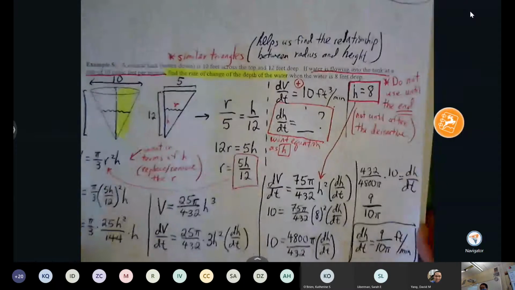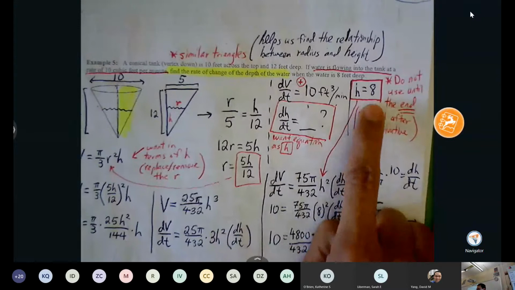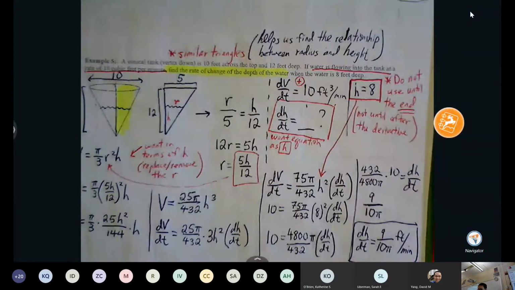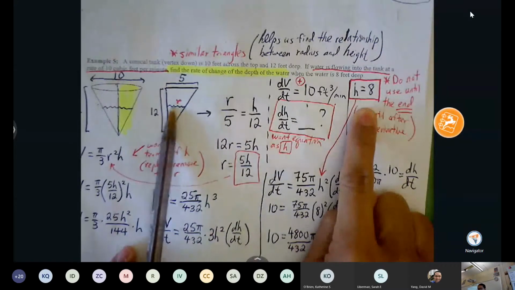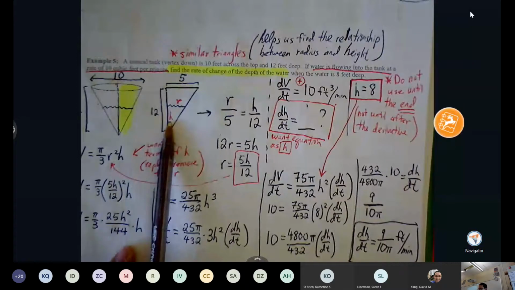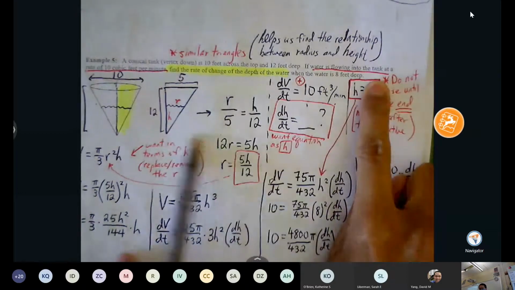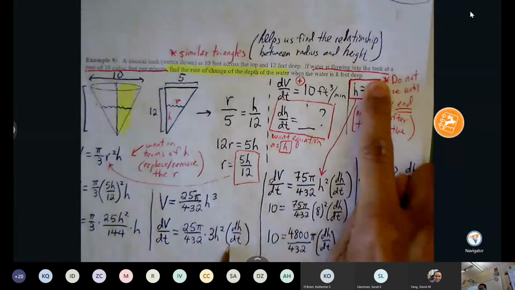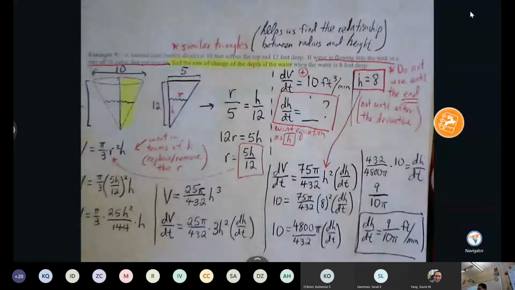We talked about how we have to be careful with this 8, because this is the water level at just a moment in time. Any moment before this is going to be different. Any moment after this is going to be different. So if we stick this 8 in too soon, we're changing the problem. We're saying that the water level is pouring in, but that height is going to stay the same throughout the entire problem, and we know that's not the case. So we want to make sure we ignore that 8, and hold on to that variable until after the derivative is found. Then once that is found, we can plug in and find the answer for this moment in time.